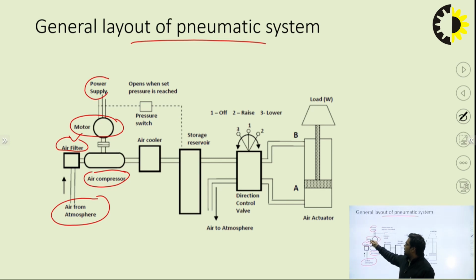Through the power supply, motors are operated. With the help of motors, the compressed air will be moved in the compressor. So this is the air cooler. Why do we need an air cooler?